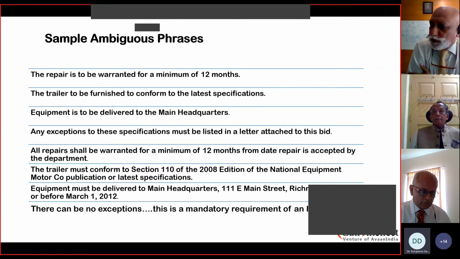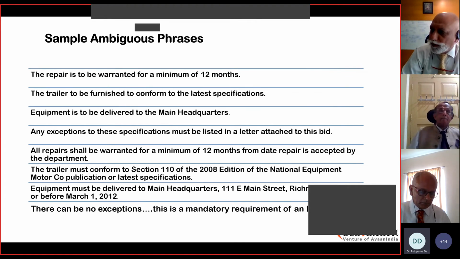Any exceptions to be listed in a letter attached to this bid, very vague. And exceptions, normally whenever there is a large tender and many people are participating, the companies normally invite a pre-tender meeting so that the bidders can ask for specific clarifications. So all exceptions can get clarified. If it is not clarified and kept like this, it will certainly end up in a conflict and also in non-completion of the work.